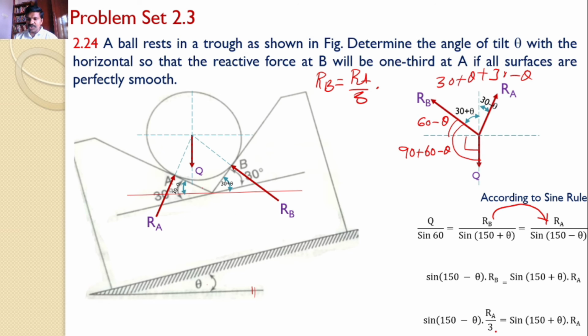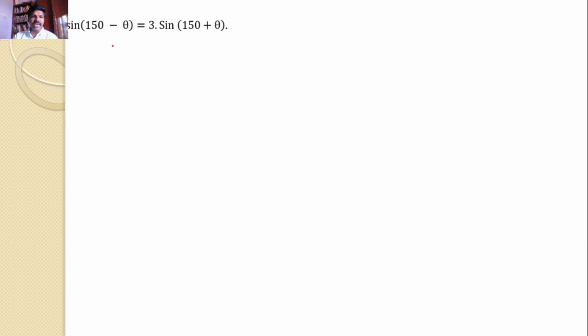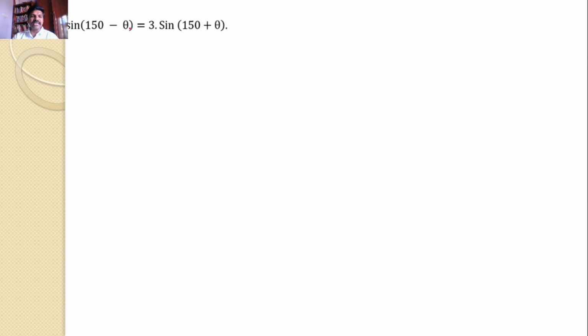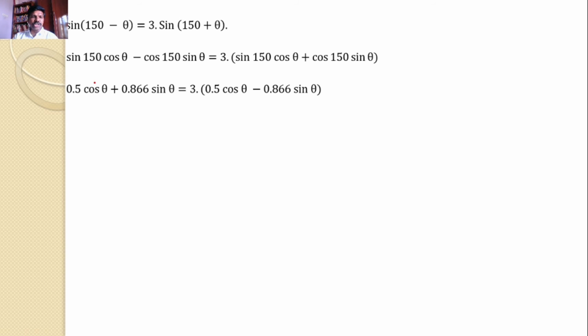So I can send 3 that side. Then I will get sine 150 minus theta into RA is equal to 3 into sine 150 plus theta into RA. RA also gets cancelled. Then I will get sine 150 minus theta is equal to 3 into sine 150 plus theta. So this I can expand using the sine A cos B minus cos A sin B formula. So sine 150 cos theta minus cos 150 sin theta is equal to 3 into sine 150 cos theta plus cos 150 sin theta. I can substitute the corresponding values.